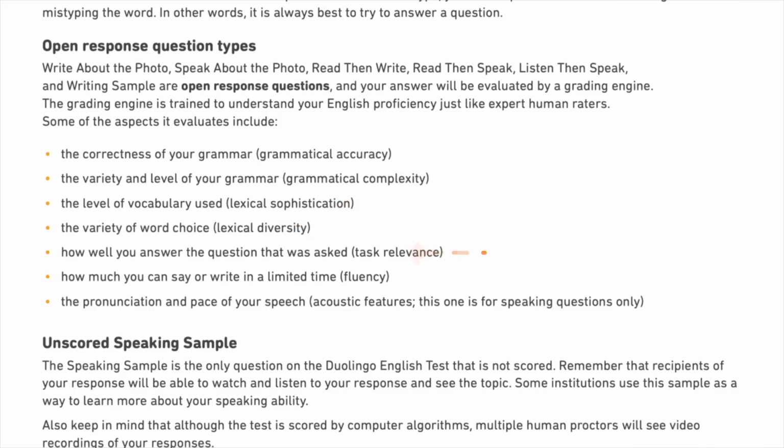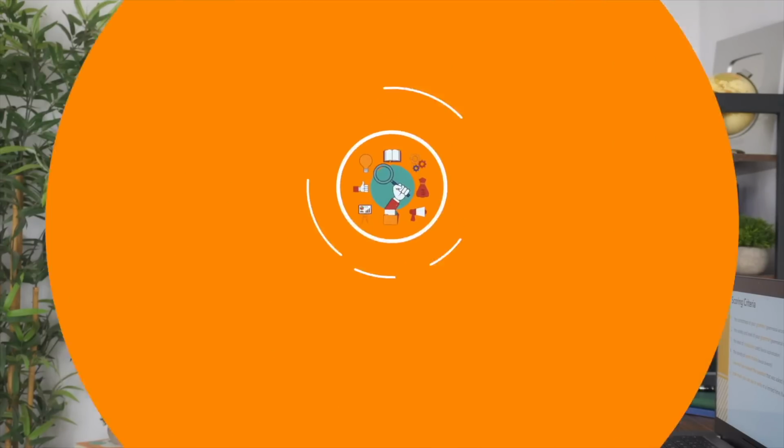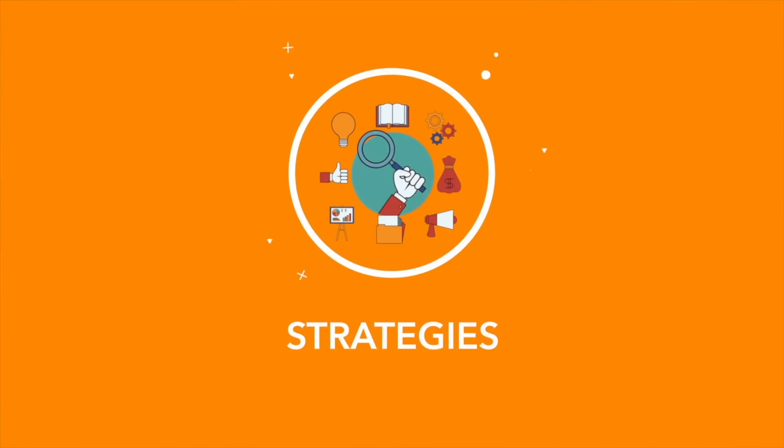This is called task relevance. And the last one is concerned with how much you're able to write in a short amount of time, also known as fluency. So that's the scoring criteria. It's the same for all the other writing questions on this exam as well. Now let's think about some different strategies you can use to answer the summary as well as you can.